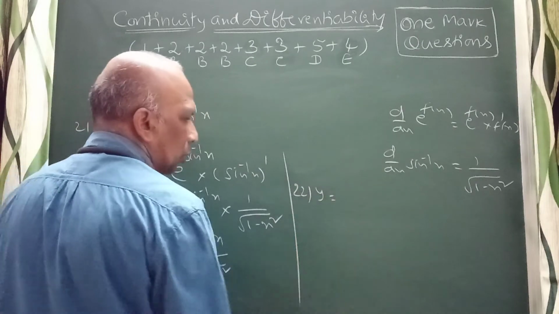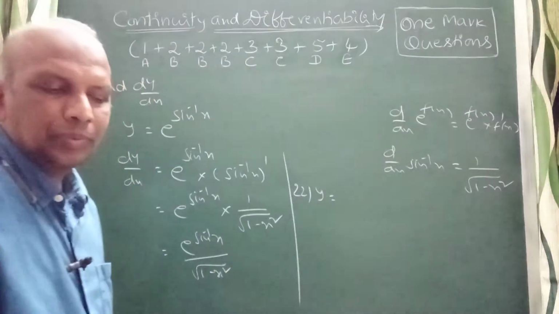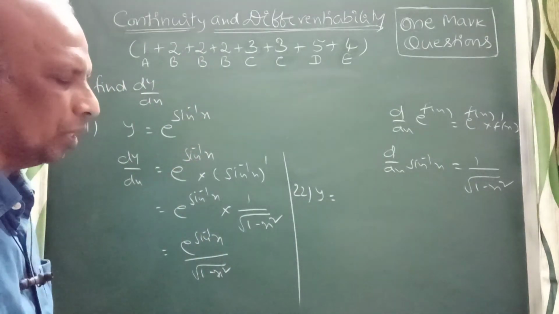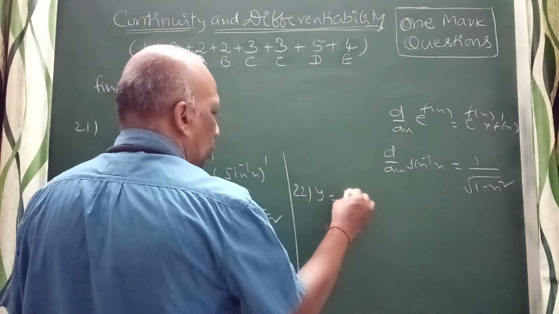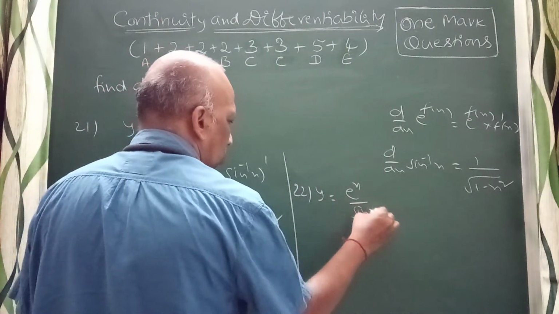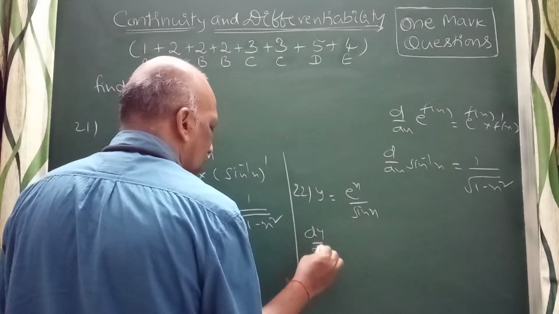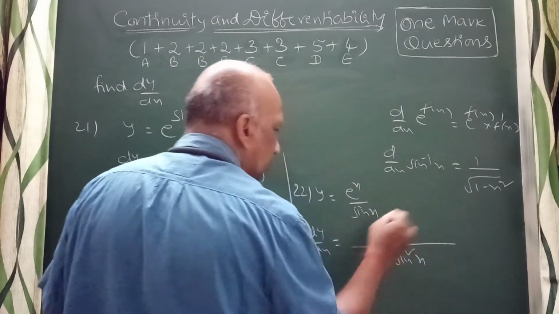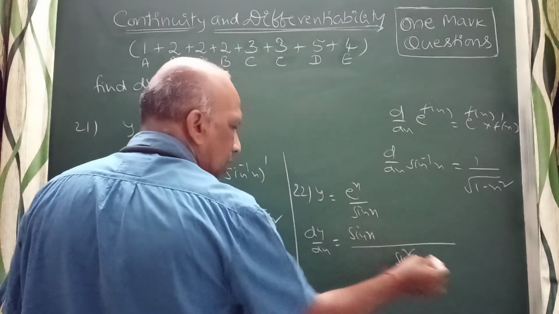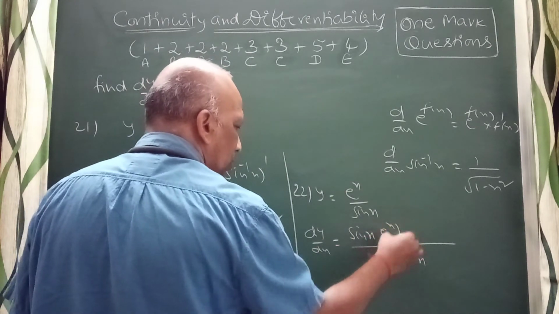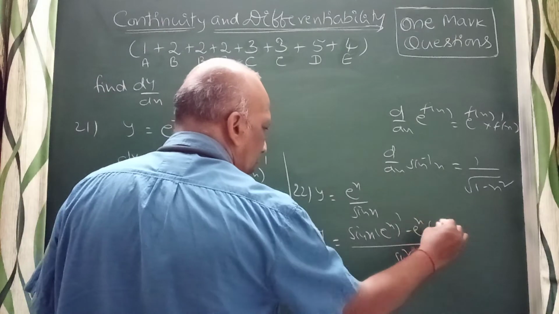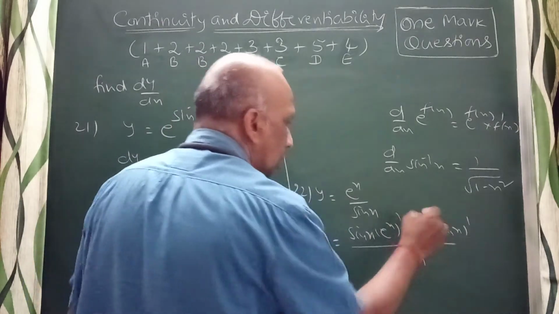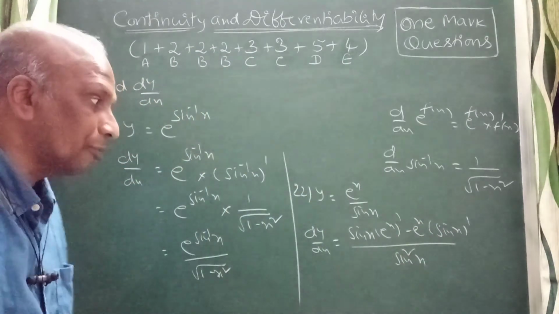y is equal to a combination. Suppose they are given e power x by sin x. I can write dy by dx using the quotient rule. So sin square x in the denominator, and in the numerator sin x into the derivative of e power x minus e power x into the derivative of sin x. This is the u by v rule, right? d by dx of u by v.